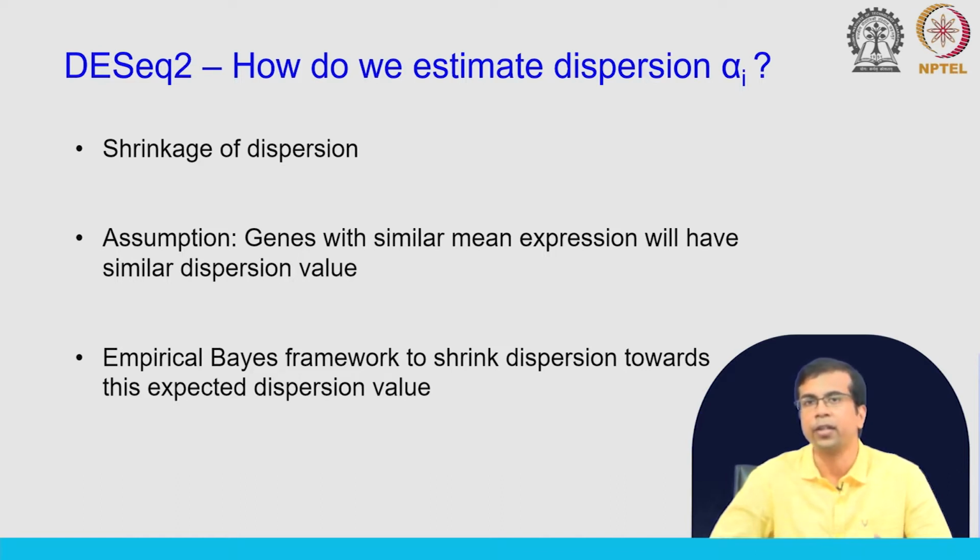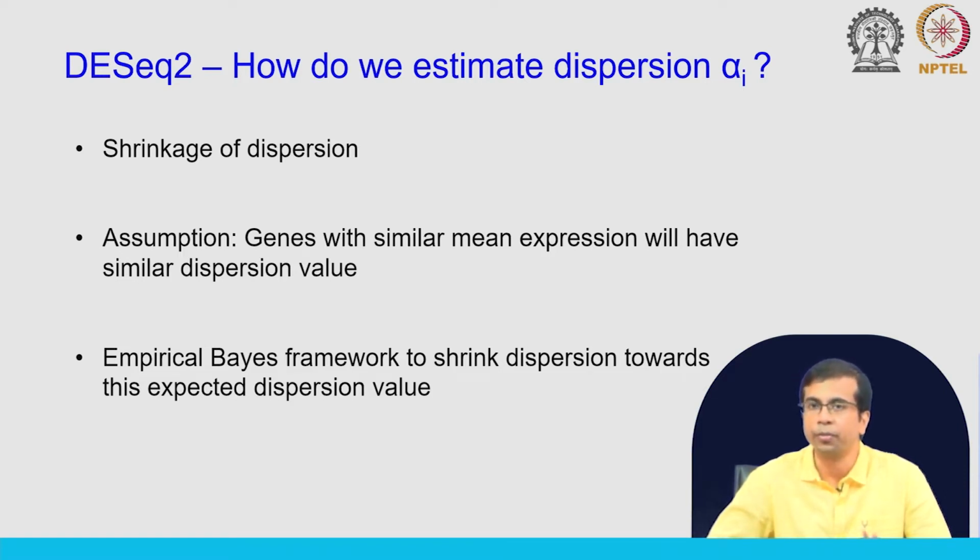If you look at the original reference, you will see that once we calculate this dispersion value for each gene, for some genes the dispersion will be much higher than the group of genes that show similar mean expression.